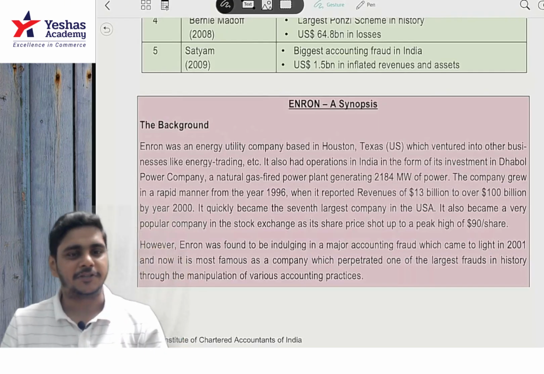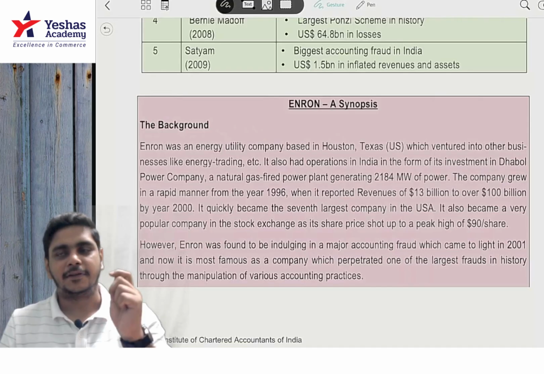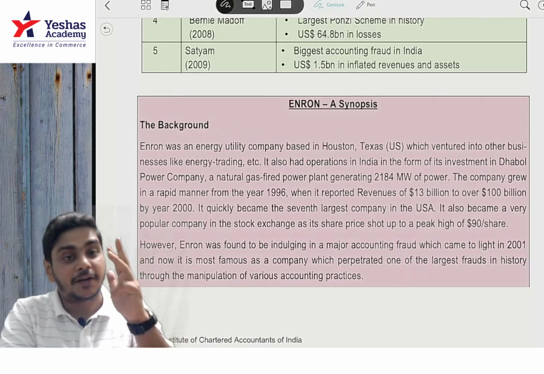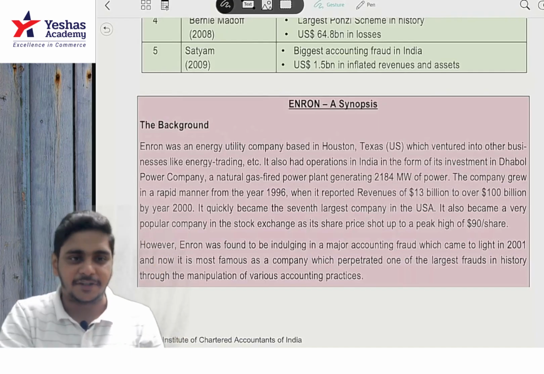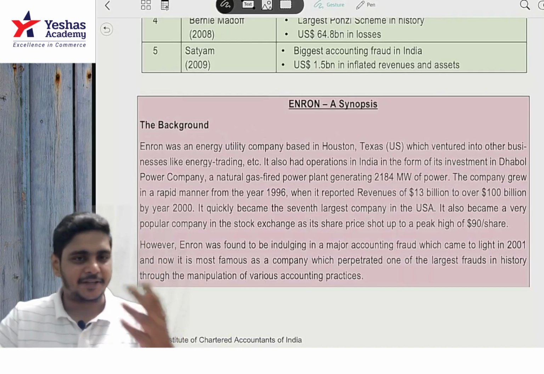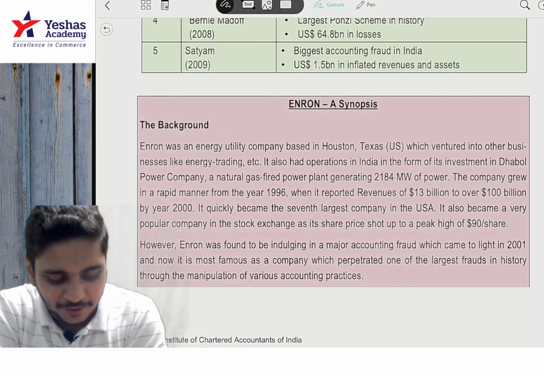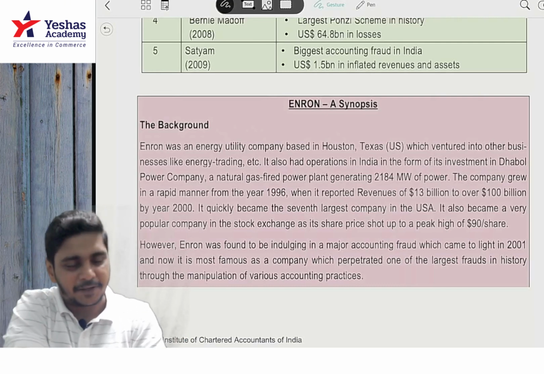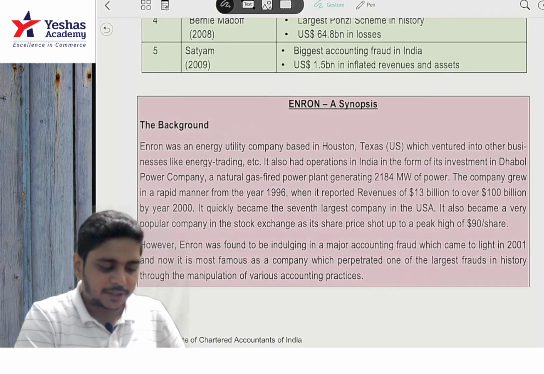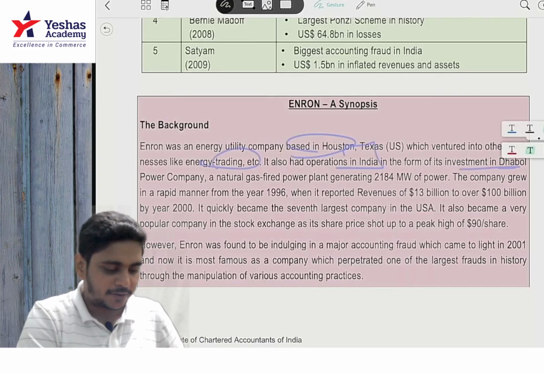When the loss went very high, the money was rotating, but eventually it got stopped, and the company went into liquidation. Today we have the big four: EY, KPMG, Deloitte and PwC. There were big five. There was one more firm called Arthur Andersen. The auditors were banned forever. Now there is no firm called Arthur Andersen, but there was a big five previously. It says Enron was an energy utility company based in Texas, which ventured into other businesses like energy trading. It also had operations in India in the form of investment in Dabhol Power Company.